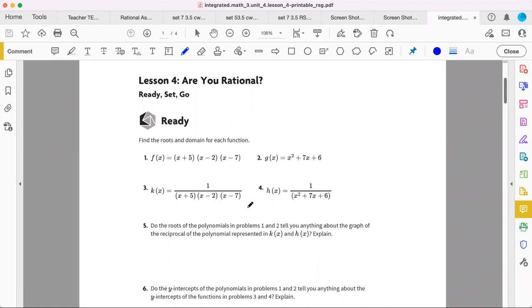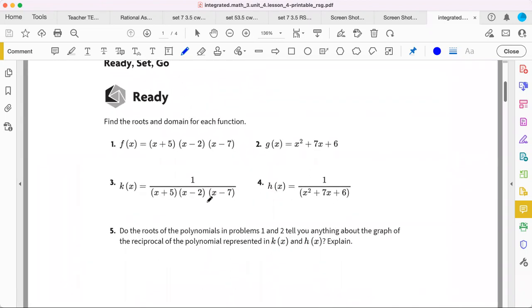All right, the Ready has you finding roots and domain for each function. This is just a polynomial, really, of degree 3, which would start low, go up, do something like that probably. This is going to produce roots at the following values. Opposite of 5 would be -5. Opposite of -2 is +2. Opposite of -7 is +7. For the domain, it's actually all real.